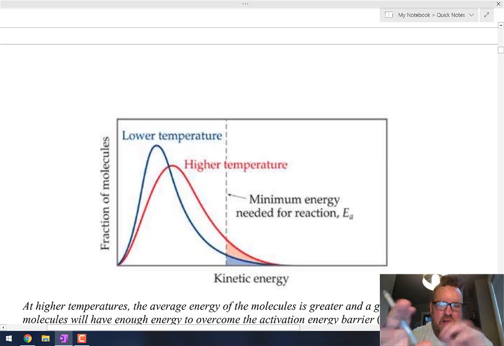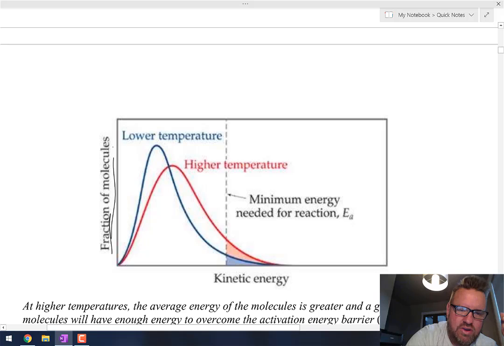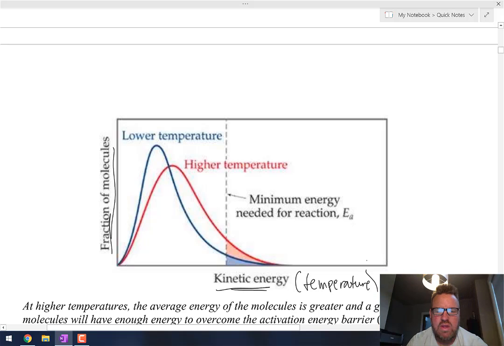As you can see, let's make sure we understand this. The left-hand side here shows the number of molecules, and on the bottom here is the kinetic energy, which we know is directly proportional to the temperature. It could be either one of those. When you raise the temperature, the red line here represents the higher temperature. When you have these 2 different curves, notice at the lower temperature you have more molecules. Notice the height of that peak. You have more molecules with less kinetic energy.